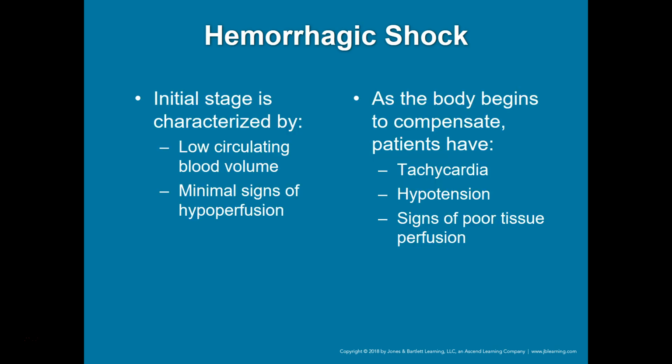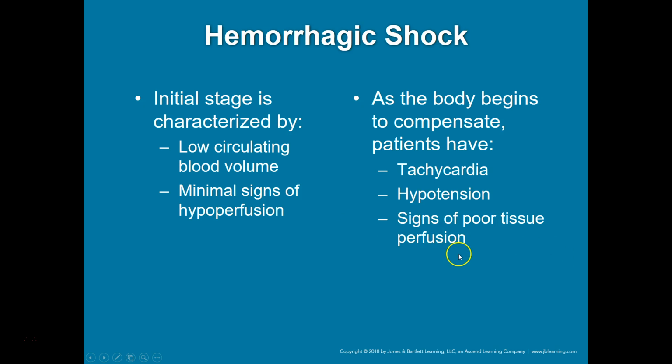So hemorrhagic shock, the initial stage is characterized by a low circulating blood volume, minimal signs of hypoperfusion. So everything seems to be fine. As it begins to go down this progression, they become more tachycardic. That's the negative feedback loop that the body is trying to produce in order to compensate. So it's either got to increase the rate or it's got to increase the volume to increase the cardiac output. The way it does that, if you're losing blood, it can't increase the volume, so it's going to increase the rate. Your hypotension, as you lose more fluid, your blood pressure is going to drop.